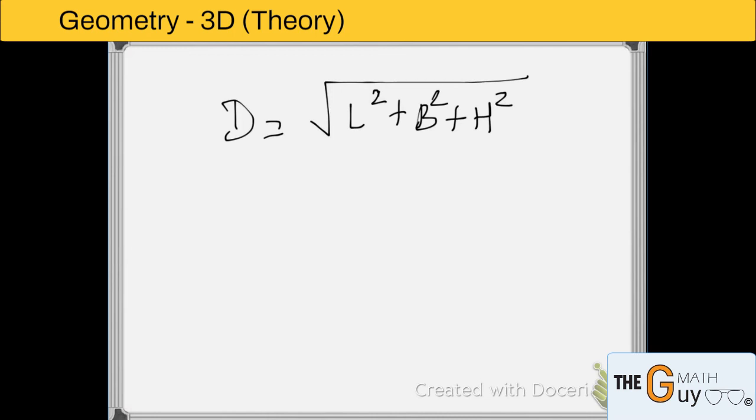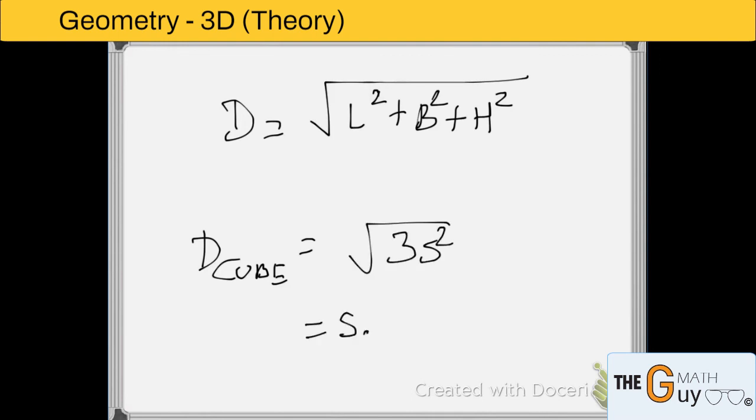And for the cube, this formula would become root of 3 s square, meaning s times root 3. Now if you remember, for a square the diagonal was s root 2. For a 3D cube the diagonal is s root 3.